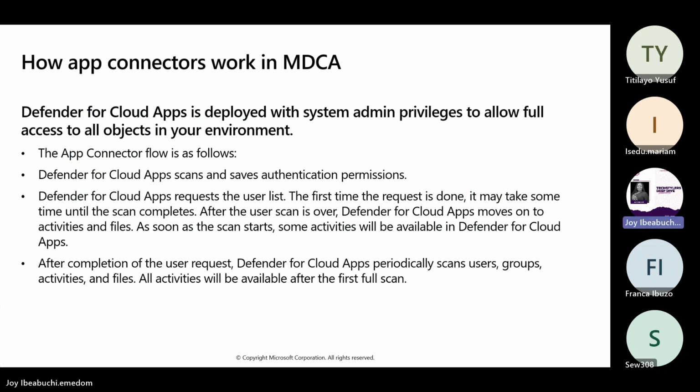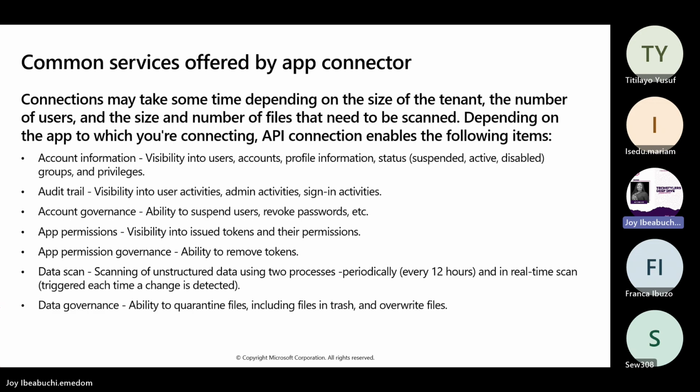Just a summary about how this is deployed. The app connectors definitely require admin full privileges to connect, and then you grant authentication permissions. This is where an admin function is. So an admin sets up the Defender for Cloud, does the connection of the connectors. You have to be a global admin to be able to do this, and you can actually set up periodical scans, for users and for activities.